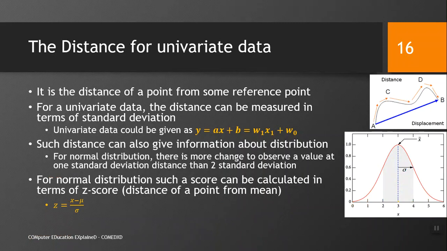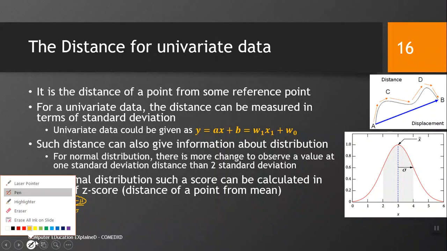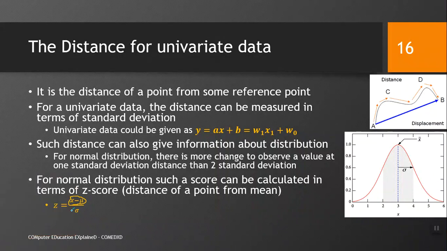Z-score is the distance given in terms of standard deviation from the mean, right. Look at this, the distance from the mean given in terms of standard deviation. So try to understand what a z-score is. If you have a good idea, a good concept of the z-score, you will be better able to understand the coming things.